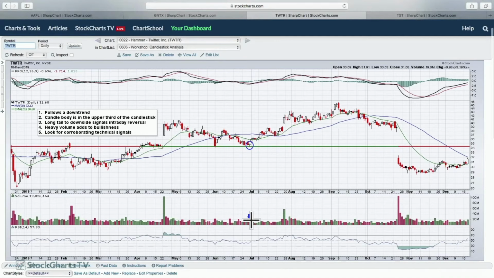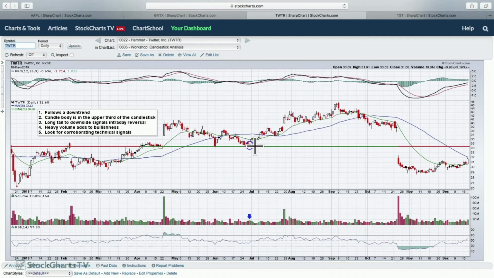Got an uptick in volume here. It wasn't a light volume day. And then look for corroborating technical signals. In this case, gap support and price support. There's your gap support. Here was the low to test that support. So if you get in here, the key in trading is that you can keep a tight stop. You don't have to worry about things going too far to the downside. And you're looking for an immediate move back to the upside. So if you go down through about $34, you can probably keep about a 2-3% stop.